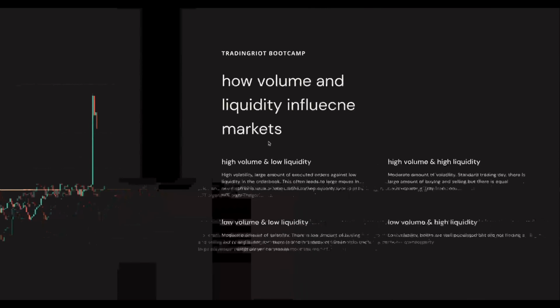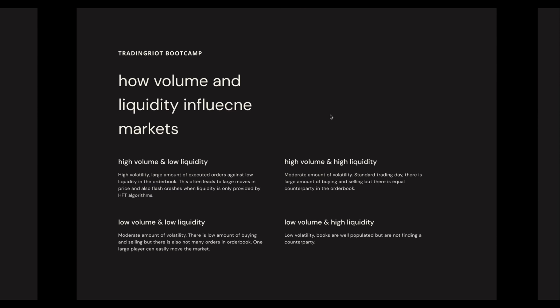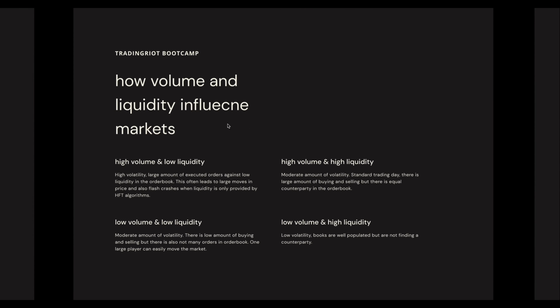So how do volume and liquidity influence the markets? There are basically four conditions in which you will find markets trading.